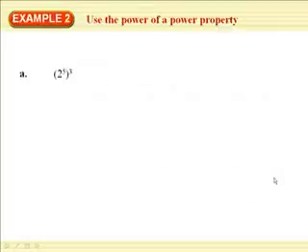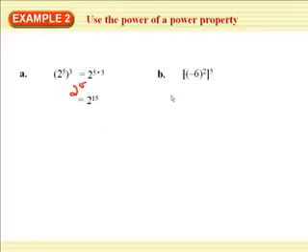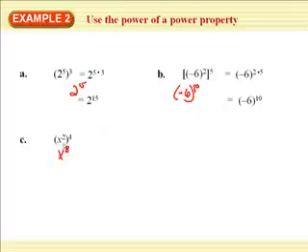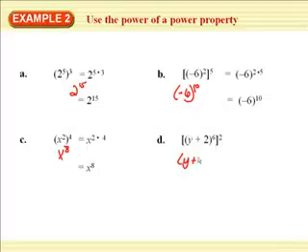So that's just going to be 2 to the 15th. Okay, this one's going to be negative 6 to the 10th. And you should leave the parentheses around it. This is just x to the 8th. And with this one, since there are parentheses, it'll be y plus 2 to the 12th.